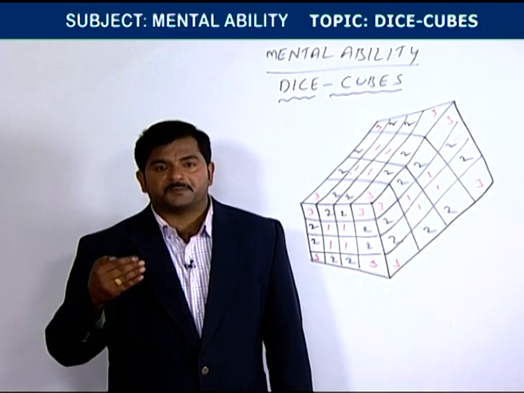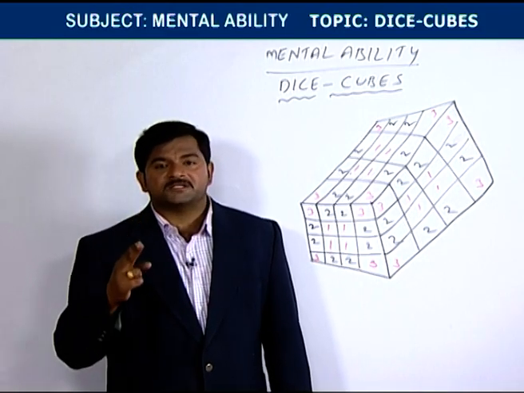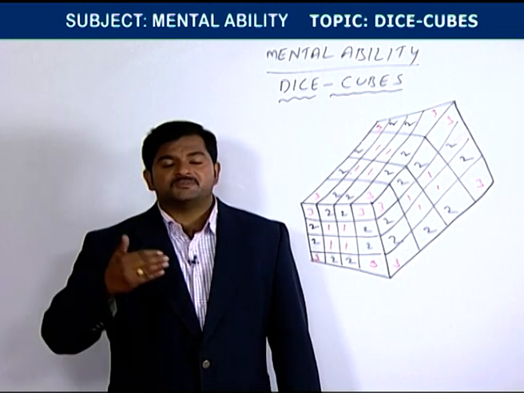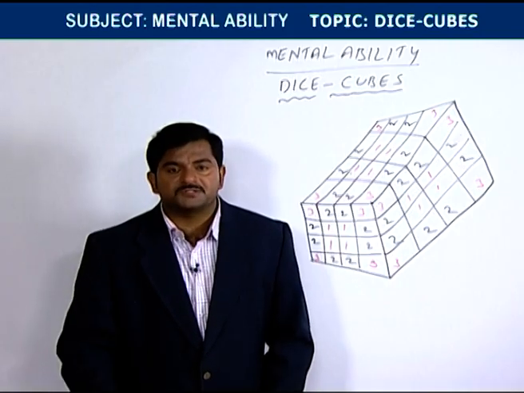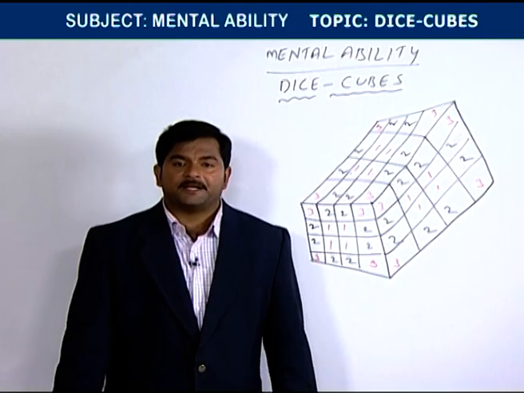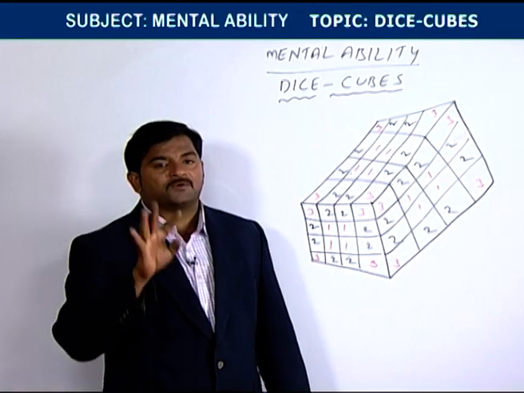Some small cubes are painted on only 2 surfaces. Some small cubes are painted on only 1 surface, and some small cubes are not painted on any surface. Okay, there are the 4 following conditions.